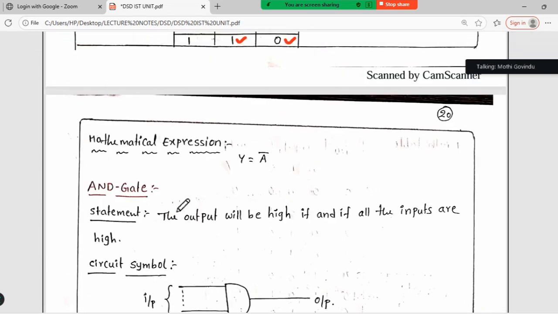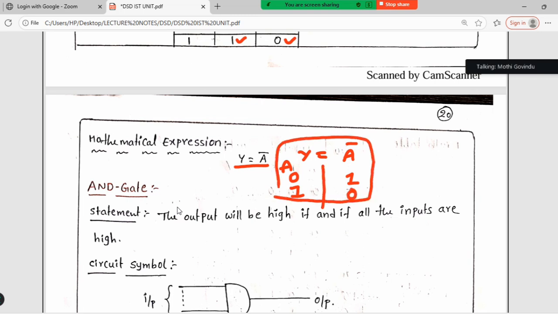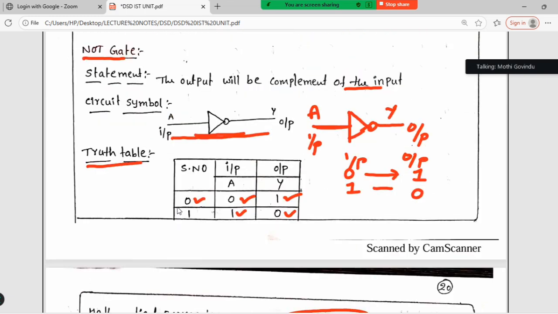The mathematical expression is Y equals A bar. For example, if input A is 0, A bar is 1, so the output of the NOT gate is 1. If I give A as 1, A bar is 0, so the output is 0. Simply, if I give 0, 1 will be the output, and if I give 1, the output is 0. This is the inverter gate or NOT gate.